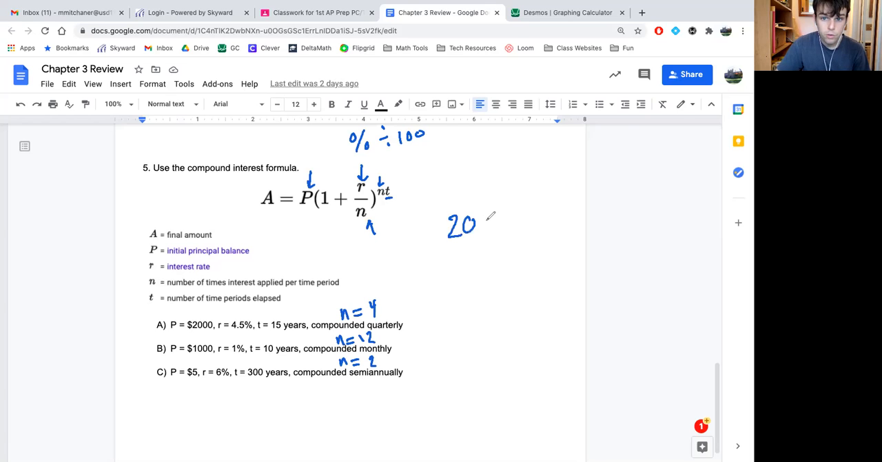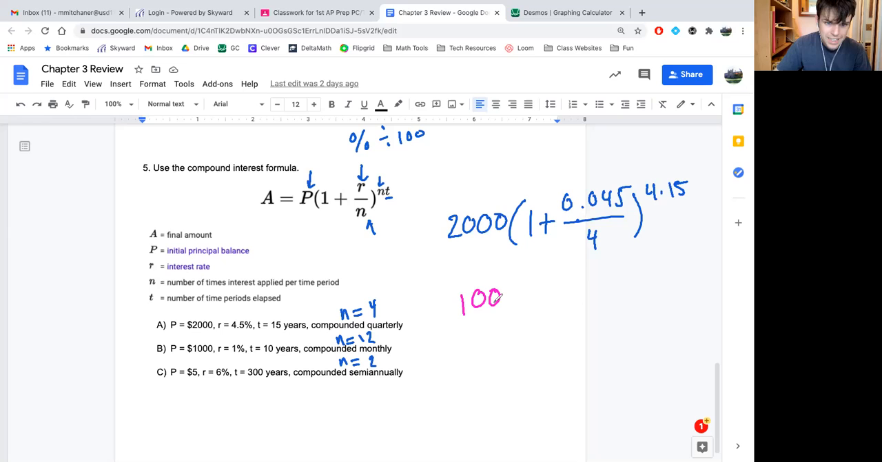So our first one is 2,000 times 1 plus 4.5% is 0.045, right? We took that decimal, moved it over twice, or divided by 100, whichever method you prefer. We're compounding it quarterly, so this becomes 4 times, and it's in a period of 15 years, so 4 times 15. We just evaluate this. It's not too difficult. I'm actually going to write out all 3 before I do this because I'm going to use Desmos for the evaluation.